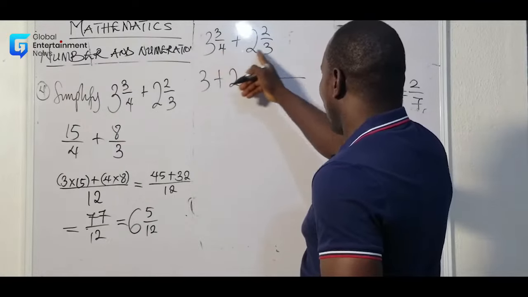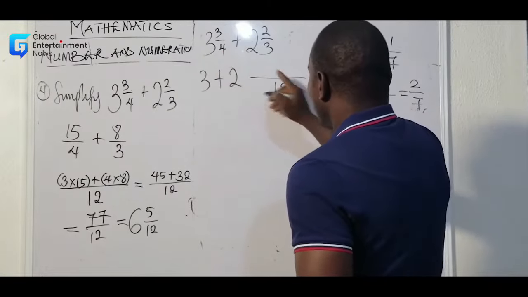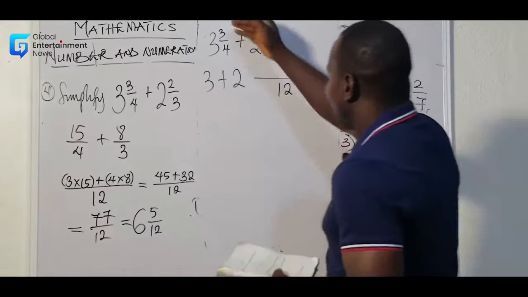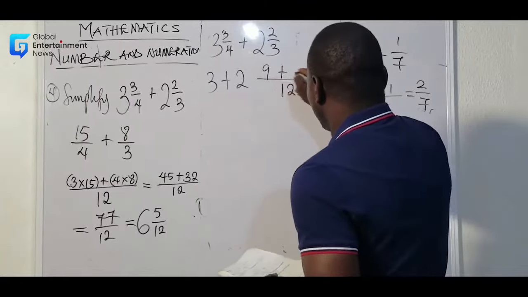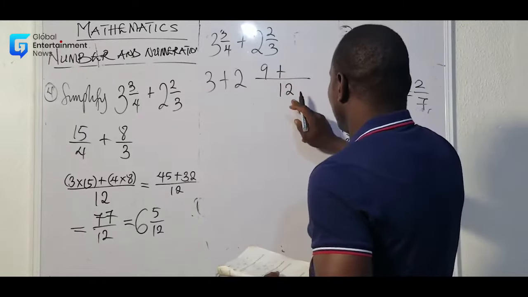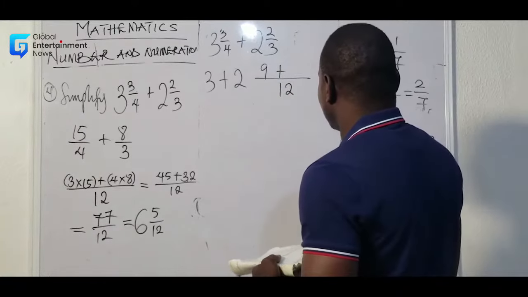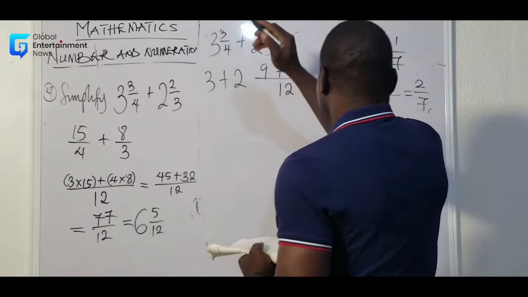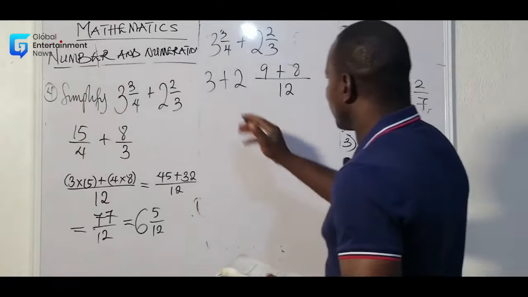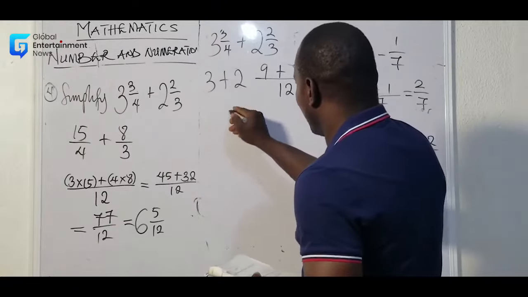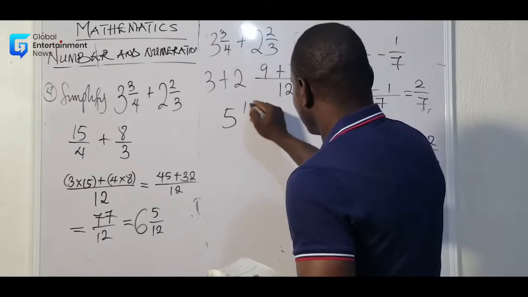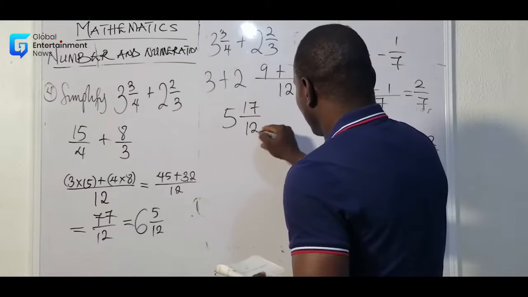What is the LCM of 4 and 3? That is 12. How many 4 can we see in 12? That is 3. 3 times 3 is what? 9. Plus, how many 3 can we see in 12? That is 4. 4 times 2 is 8. So what do we have? 3 plus 2 is 5. 9 plus 8 is 17 all over 12.